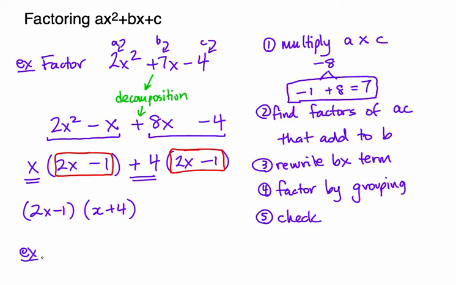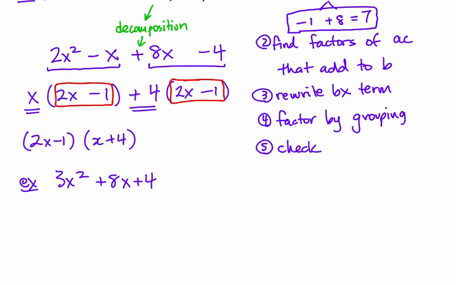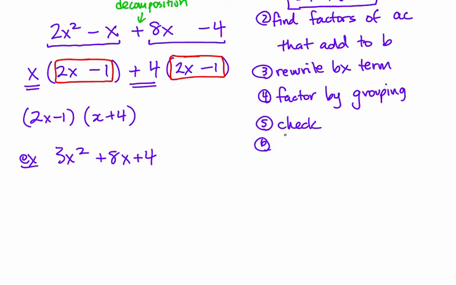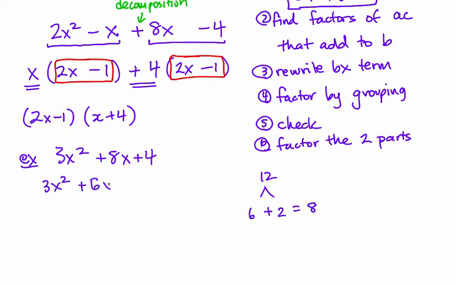Let's take a look at another one. So 3x squared plus 8x plus 4, and again we're factoring this, and I'll leave the steps there. The last step after the check was to factor the 2 parts. So let's go through these. 3 times 4 is 12. We need 2 factors of 12 that add up to 8. That would be 6 and 2. So I decompose this to 6x and 2x, and the order of these does not matter. If you switch the 2x and the 6x, it will also work.